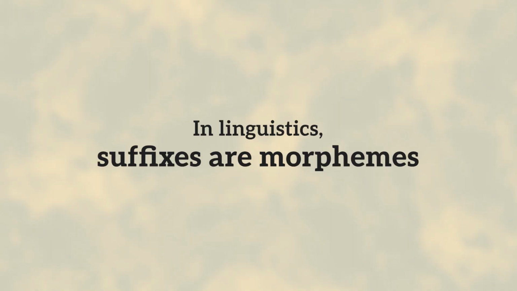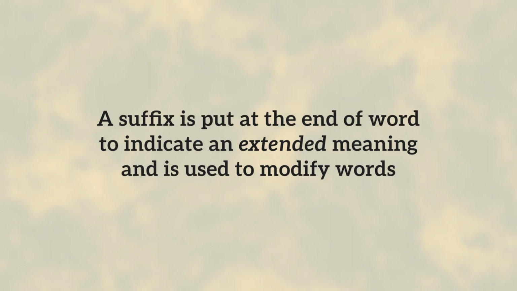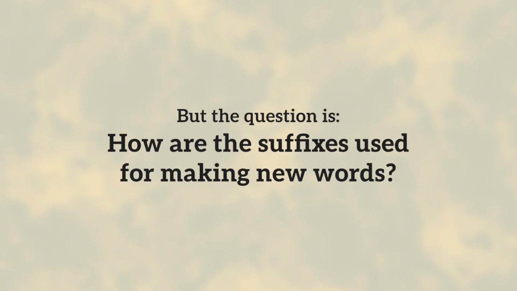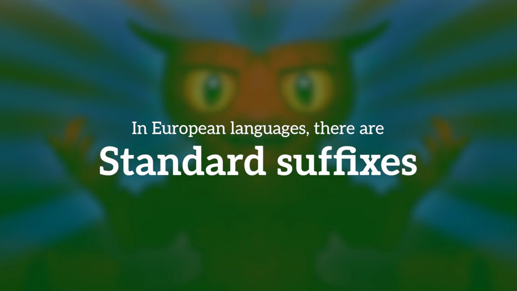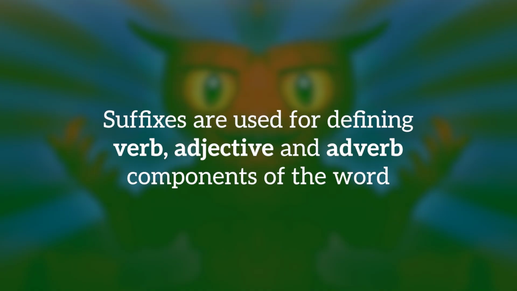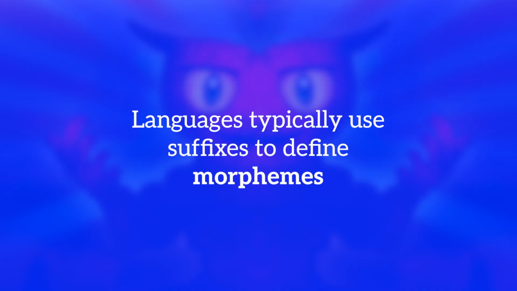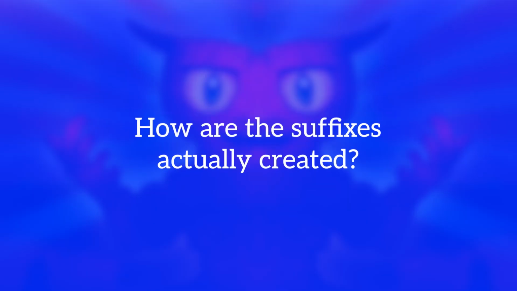In linguistics, a suffix is a morpheme that is added on every word to indicate a specific word function. It is primarily used to modify the verb conjugation, word type, or other grammar properties, such as the plural form of the word. Could you please explain them? Yes, of course. In European languages, suffixes are mostly used to determine whether a word is a verb, adjective, or adverb. Languages typically use different kinds of suffixes depending on every word, which are basically defined as morphemes of the word building structure. But how are suffixes actually created?